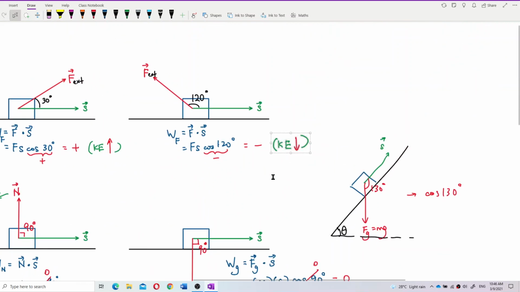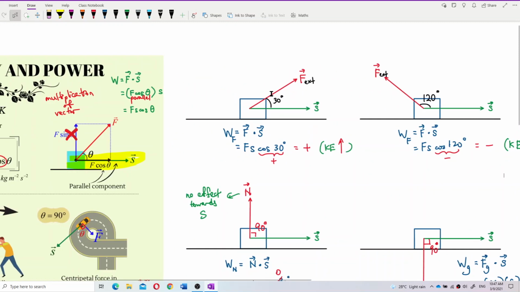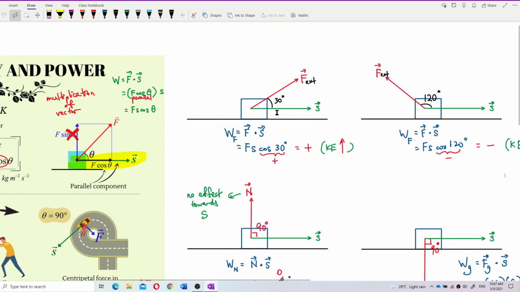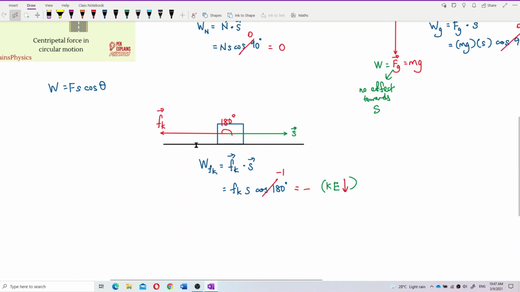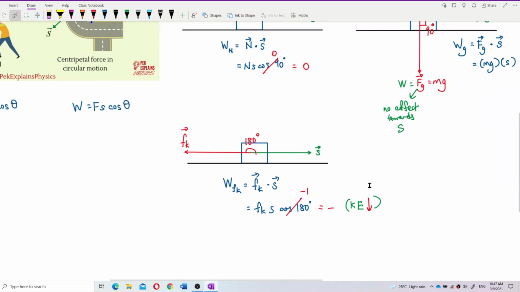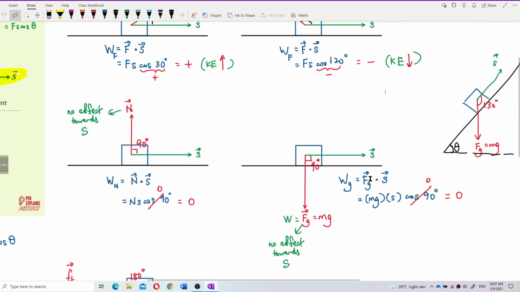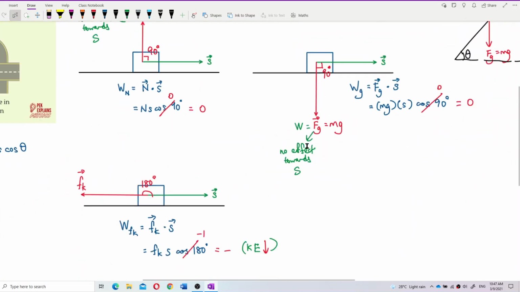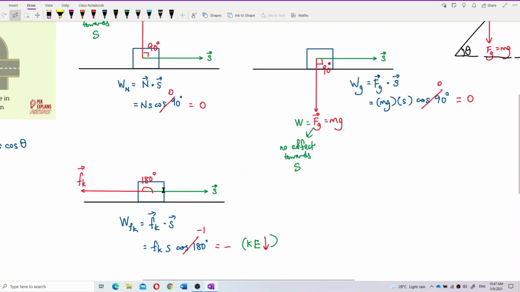It will slow down the object and decrease the kinetic energy. Under this force, the object will move slower and slower. But if the force is almost in the same direction as the displacement, it will increase the kinetic energy of the object. So this friction is always cos 180, and you get negative work done.